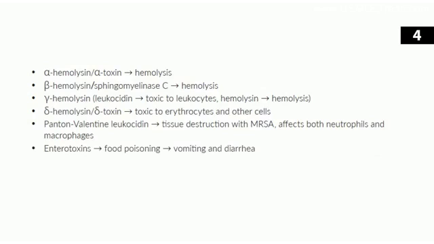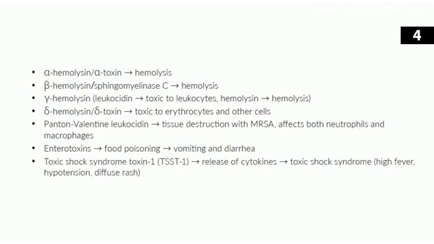The enterotoxins have the ability to cause gastroenteritis. The term enterotoxin literally means toxic to the enteric system, so it shouldn't surprise you that it's associated with vomiting and diarrhea. The initial enterotoxins identified were called enterotoxin A through E, but many others have now been identified and described. TSST, or toxic shock syndrome toxin 1, is the toxin associated with toxic shock syndrome. Toxic shock syndrome presents with high fever, low blood pressure, and a diffuse rash that looks like a sunburn.